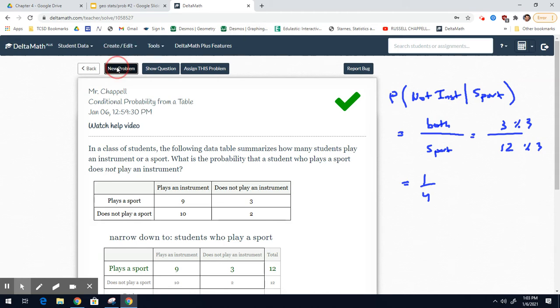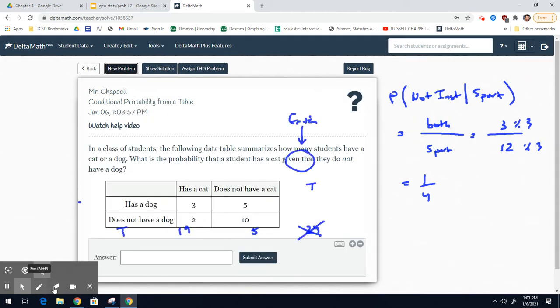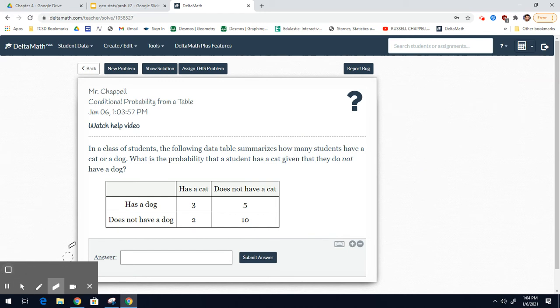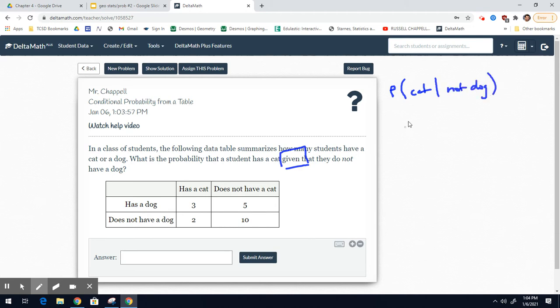Okay, let's do another problem. Here we go. So this one says, in a class of students, the following data table summarizes how many students have a cat or dog. What is the probability that a student has a cat given that they do not have a dog, right? So here's that given, right? So we would like to find the probability that they have a cat given that they do not have a dog, given not dog. So that's going to be the both over the not dogs.